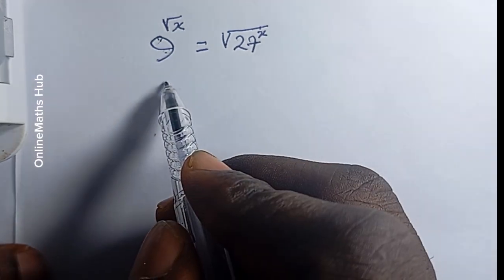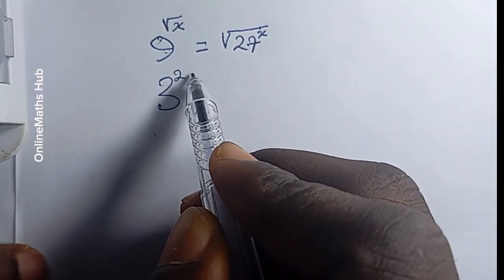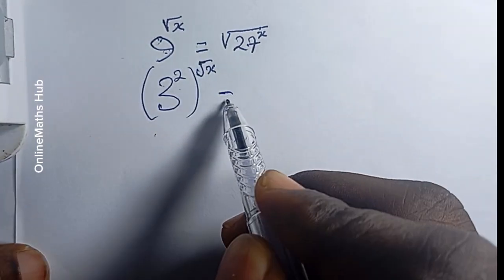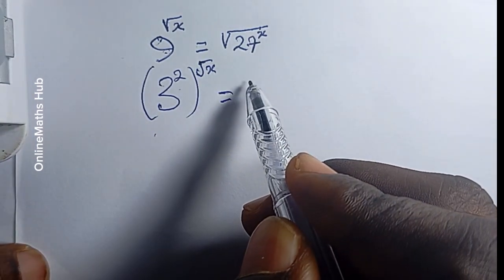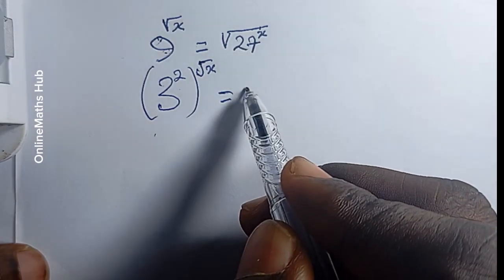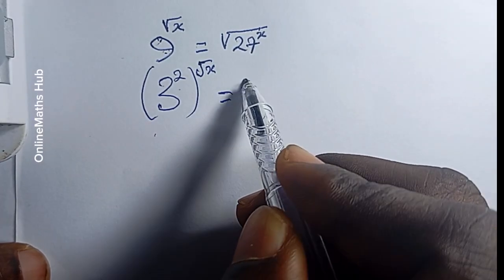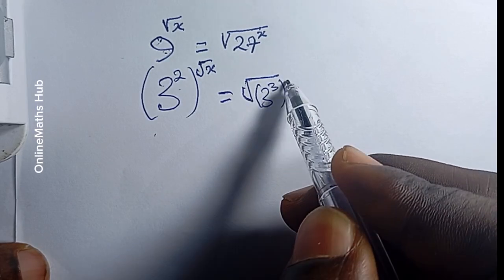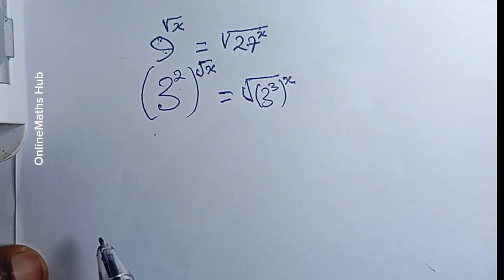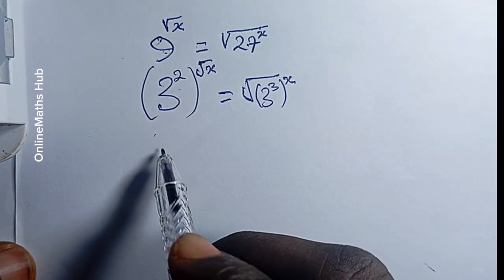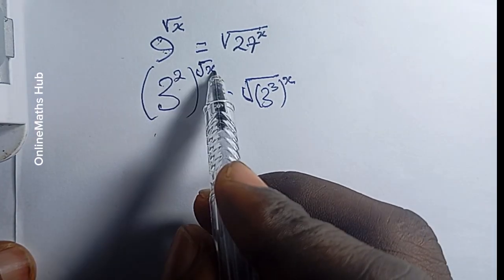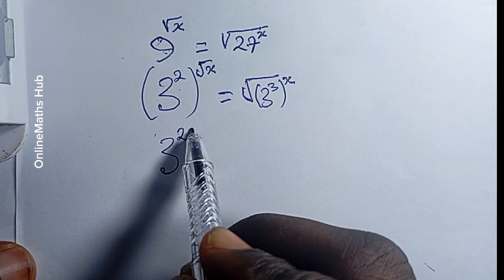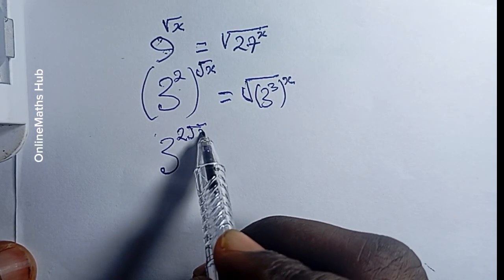If I write 9, I can write 9 as 3 power 2, all raised to power root x, is equal to, I can also rewrite this 27 right here as 3 power 3 all raised to power x. And then moving on, I'm going to use this to multiply this, so that I'm going to be having 3 power 2 multiplied by root x.